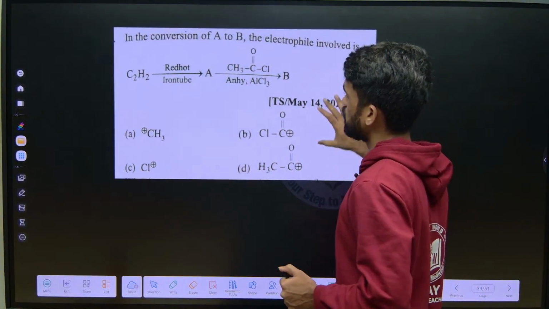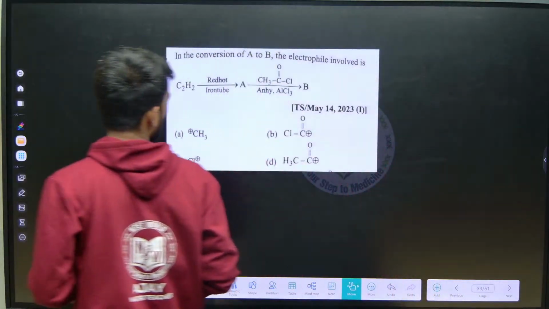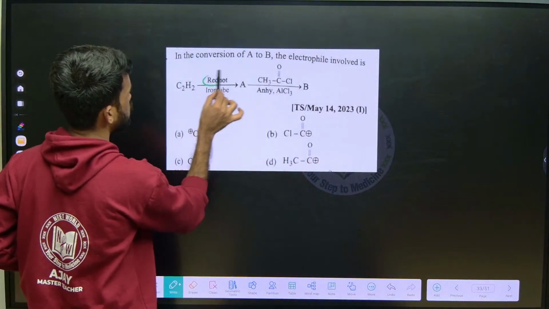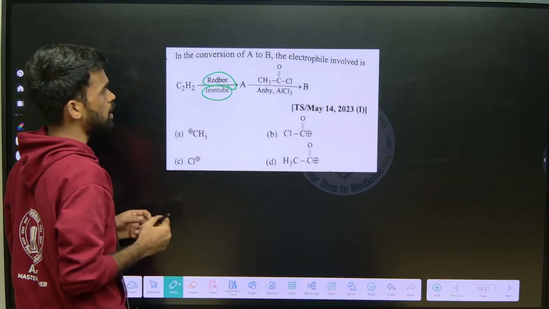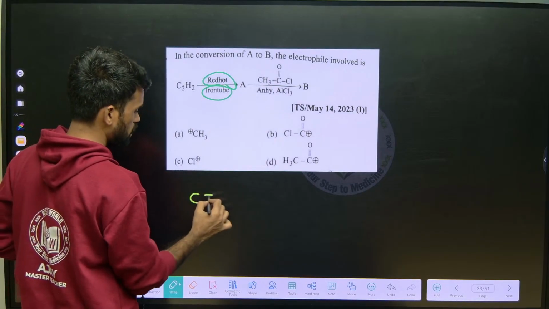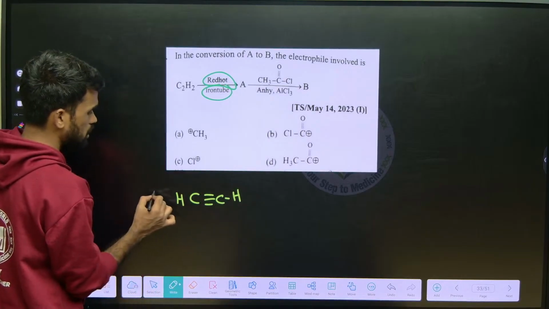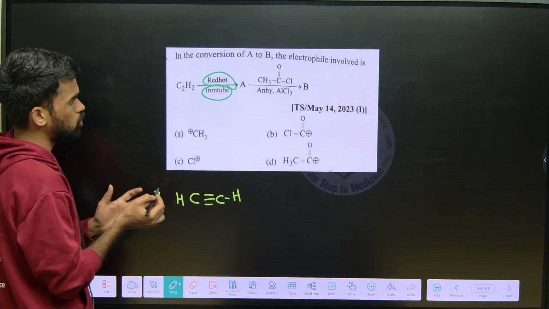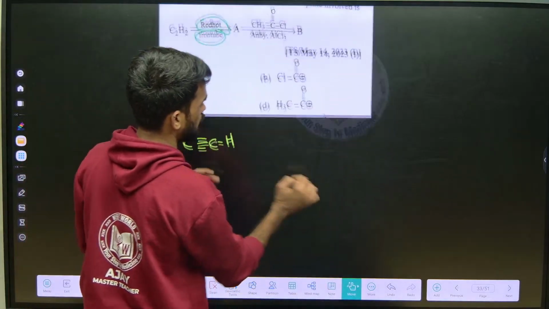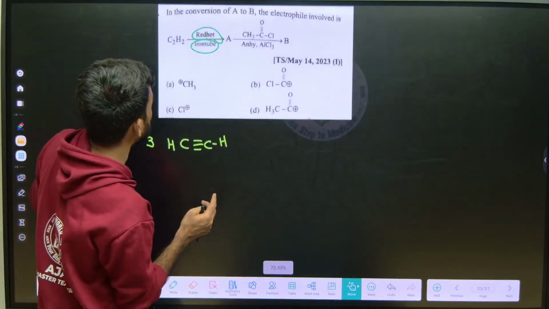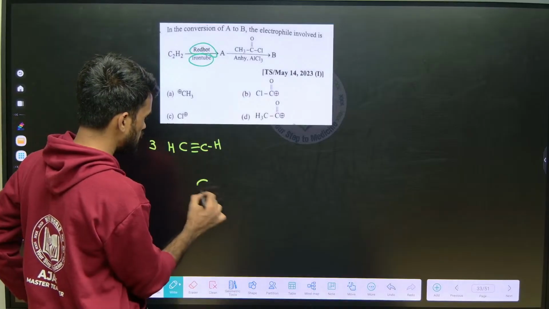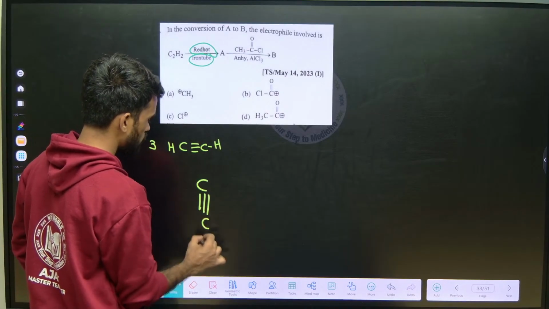Ethane, C2H6, is given, and they are saying red hot iron tube here. Now what happens here? This is called a polymerization reaction. You take 3 moles of this, which undergoes trimerization or cyclization, like polymerization. So just write the 3 acetylenes like this.